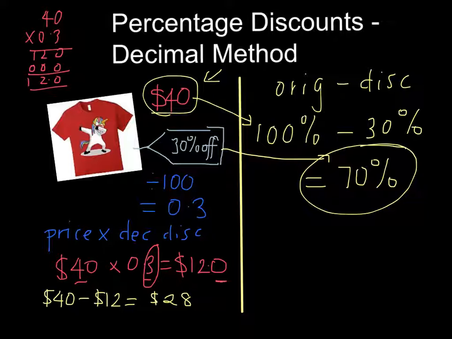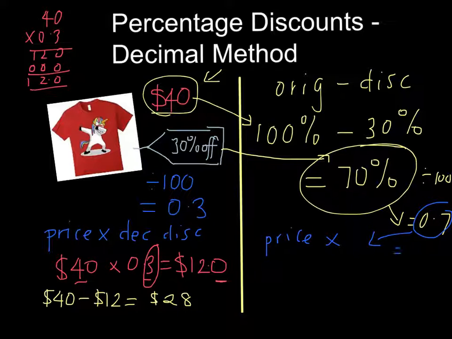Same thing as before, we need to turn that into a decimal by dividing it by 100. So that's going to be equal to 0.7. Then if we do the price times by this decimal, we're going to straight away find the discounted price. So it is $40 times by 0.7. Same thing, I'm just going to forget the decimal and do 40 times by 7. 40 times by 7 is equal to 280.